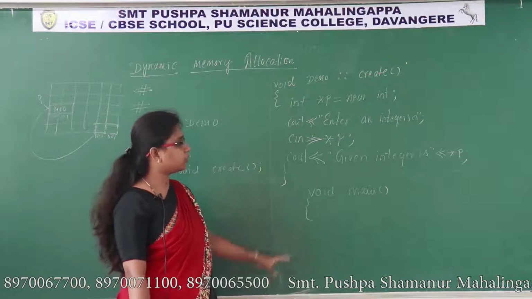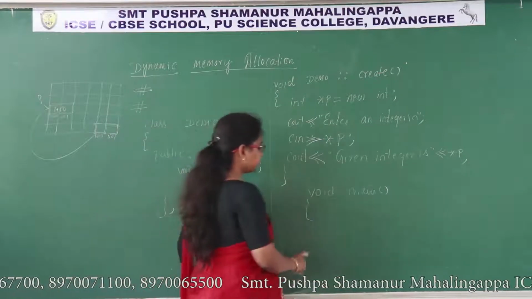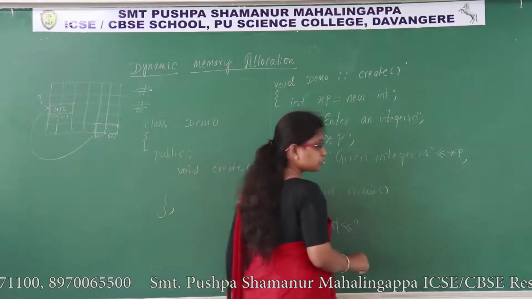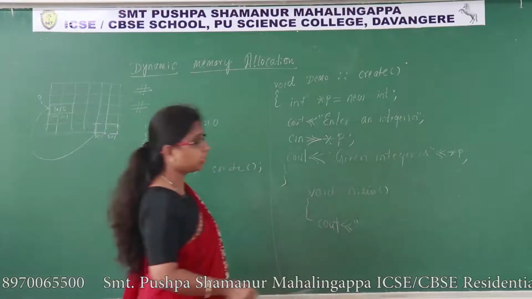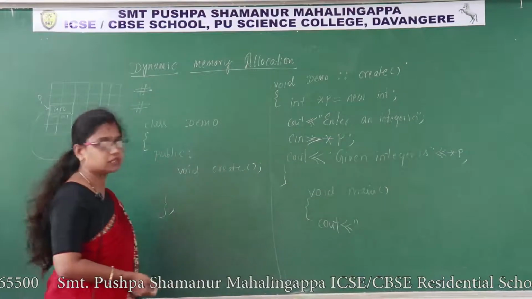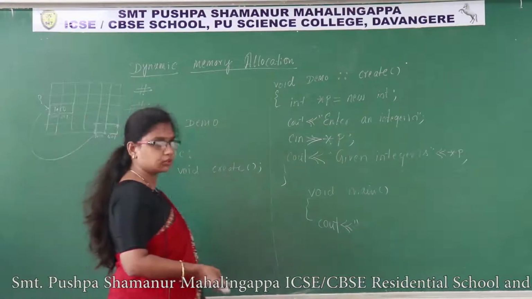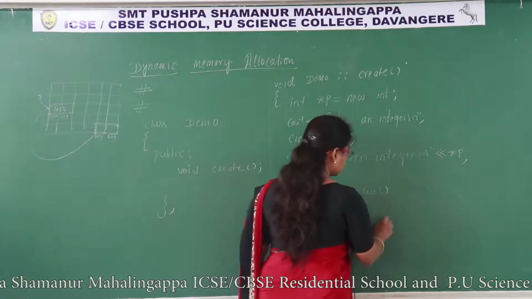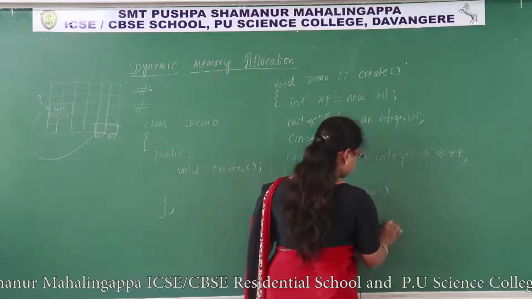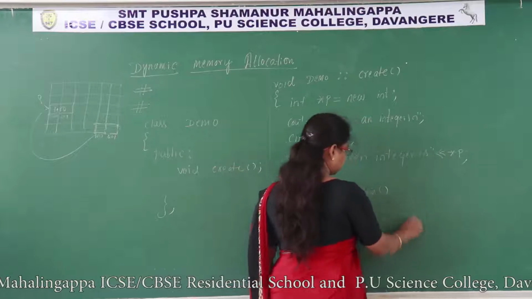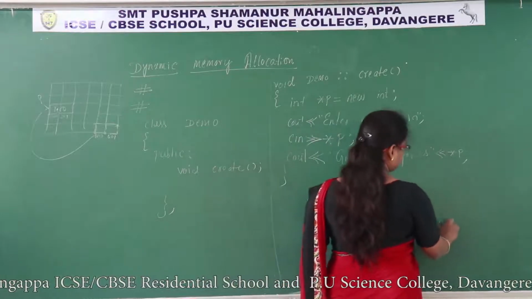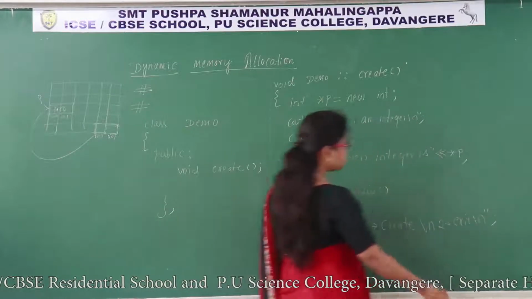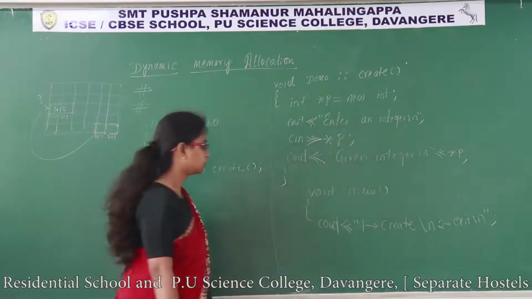See, I will take a menu-like structure here. Cout. If I press 1, it has to create a memory, input a value and display. And if I press 2, it has to exit from the program. 1, create, \n, 2, exit. In this way, I have written the program. I consider this situation here.